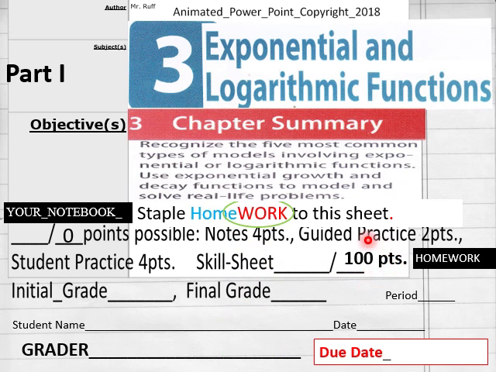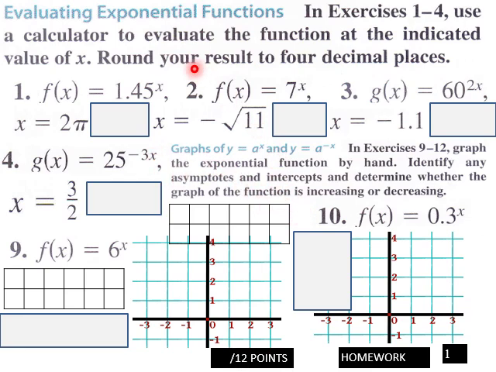And today for your homework, you have a 100-point homework lesson today, part 1, chapter 3 summary, page 1 of your homework. Use a calculator to evaluate the function at the indicated value of x. Round your result to 4 decimal places in each one of these boxes here, for these 4 up here. Then graphs of y equals a to the x and y equals a to the negative x. In these exercises 9 through 12, you have 9 here, which will be your graph here for 9, and then 10, this will be your graph here.